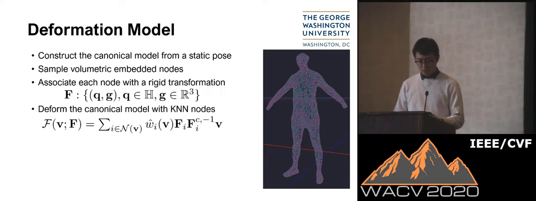The canonical model is fused from the static pose of the scanned object. We sample volumetric embedded nodes inside the model and associate each node with a rigid transformation. The rotation part is parameterized as a unit quaternion to reduce the memory and computational cost. Then the model is deformed by the weighted transformation from k nearest neighboring nodes.